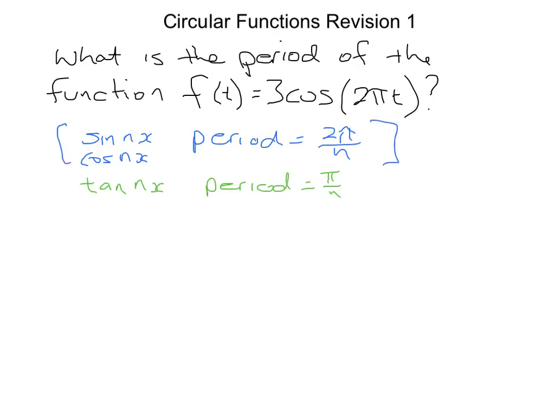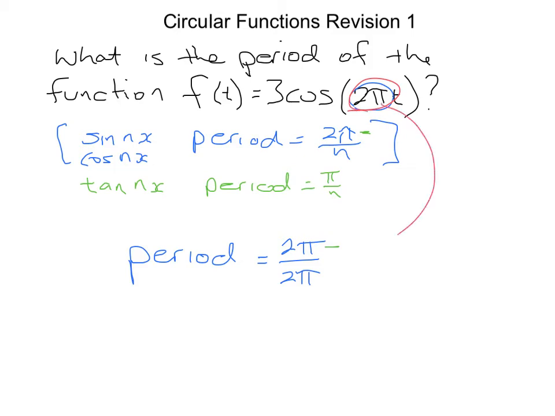Now we need to be dealing with the stuff I've written in blue. So we have 3 cos 2πt. In our case, n is equal to 2π. So the period for this question will be equal to 2π over 2π. The 2π on the top is the 2π from the equation, and the 2π on the bottom is that 2π there. 2π divided by 2π is equal to 1. So this particular function, 3 cos 2πt, has a period of 1.